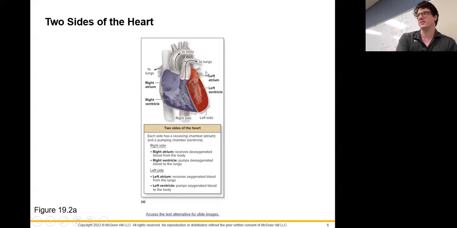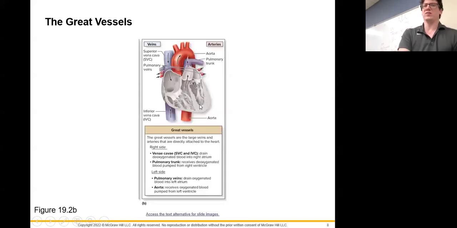The left side, basically the same thing. Left side is going to receive blood from the lungs, make sure that we can fill up this left side ventricle, and then pump it out through the aorta to the rest of the body. Okay, so right side deals with deoxygenated blood, left side will deal with oxygenated blood.